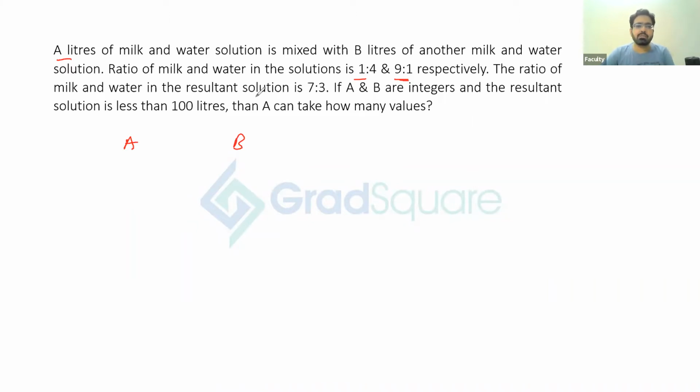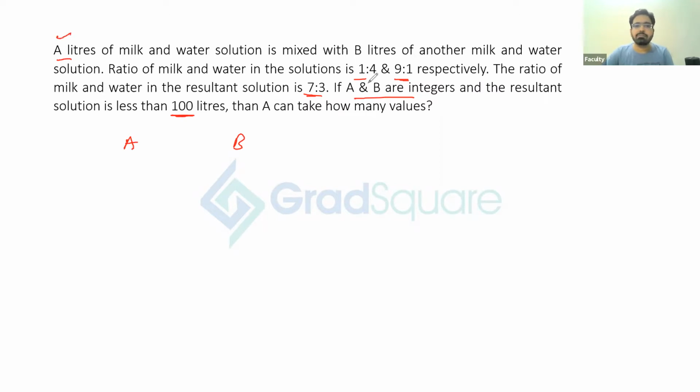Now the ratio of milk and water in the resultant solution is 7:3. That is also given to you. Now A and B are integers and the resultant solution is less than 100 liters. Remember, the resultant solution is less than 100 liters. A and B are integers given to you. Then A can take how many values is what the question is. Let's try and work through this.